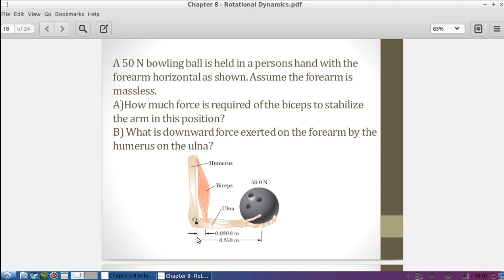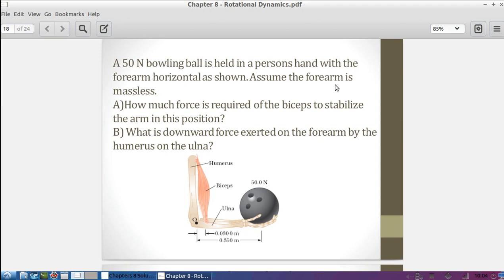We'll say it's acting in the negative y direction. So the person's holding the bowling ball. We want to know the force due to the biceps to keep the forearm stationary, and then we want to know what the force due to the humerus is to keep the forearm stationary. So we've got three forces: the humerus force, biceps force, and the bowling ball force.